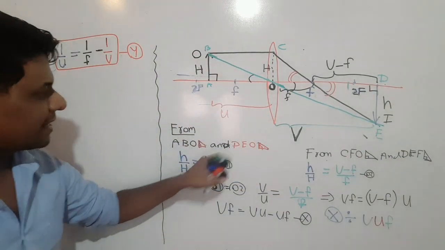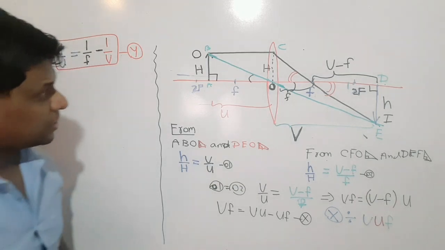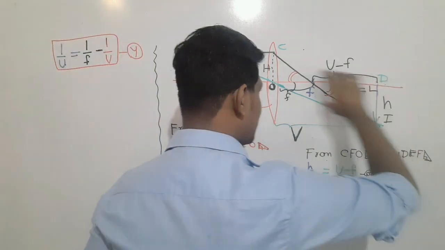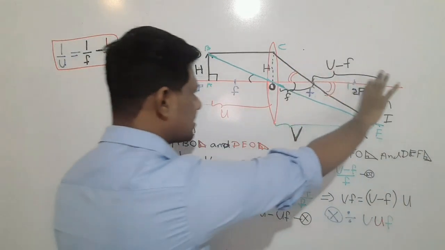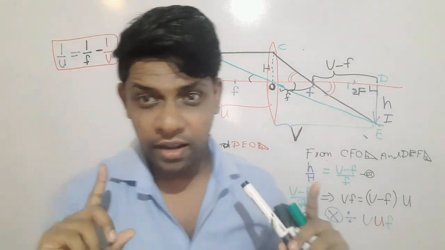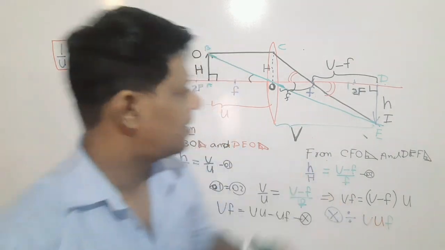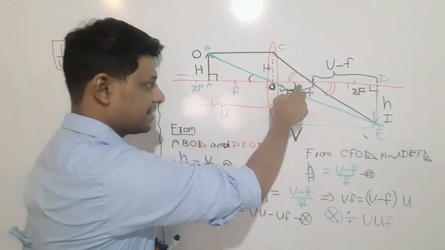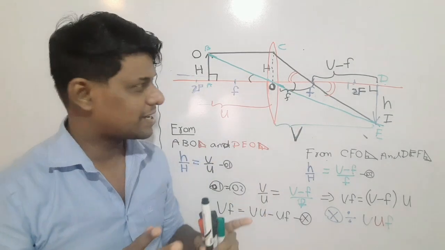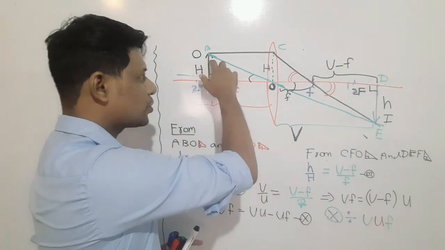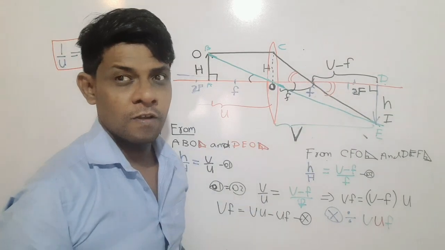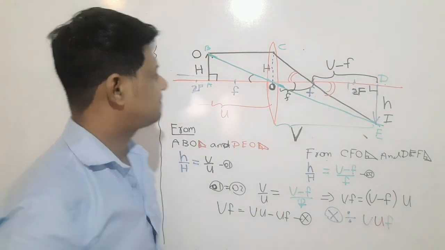Right. I can get equal ratios. How do I get the ratio? Because these triangles are equiangular triangles. Not congruent, but equiangular. See, this angle and this one are equal because they are opposite angles. This is 90 degrees, so the remaining angle will be the same.